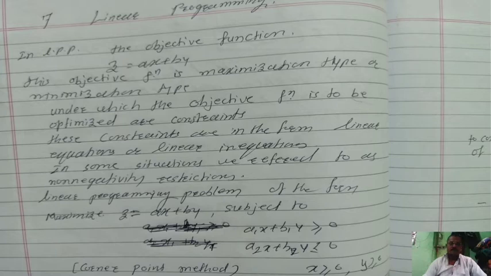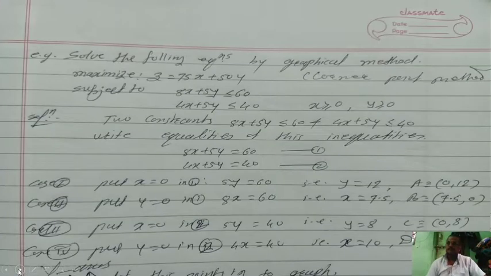Linear programming problem is of the form: maximize or minimize z is equal to ax plus by subject to constraints. Which constraints? a1x plus b1y is greater than or equal to 0, a2x plus b2y is less than or equal to 0. To solve this linear programming problem, we have to use only the corner point method. For example, given, write down.